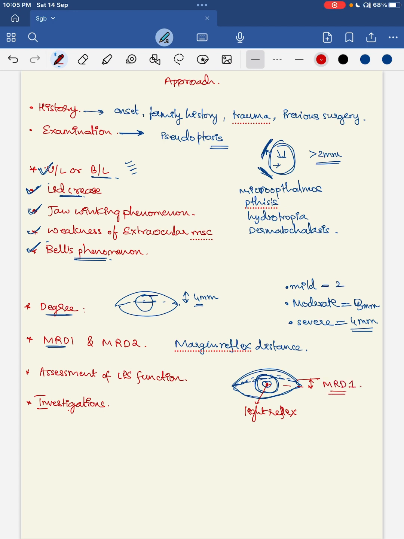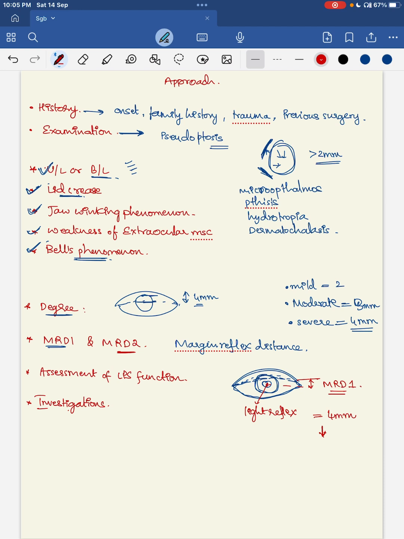It's called MRD1. In cases of ptosis, obviously the upper lid margin would have come down, and then the MRD will go on decreasing. Normally it is 4 millimeter, and as ptosis progresses, the distance goes on decreasing. 2 millimeter for mild, 1 millimeter for moderate. Complete zero is 0 millimeter, which will be severe.